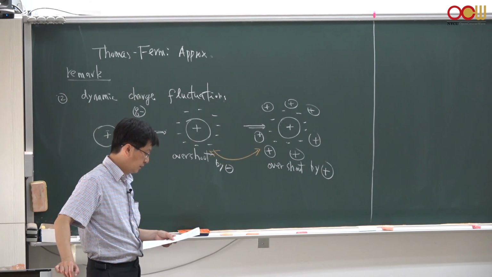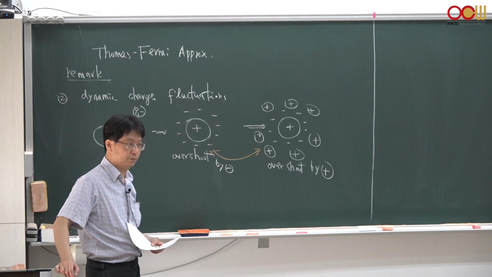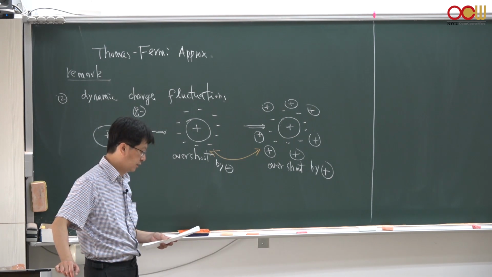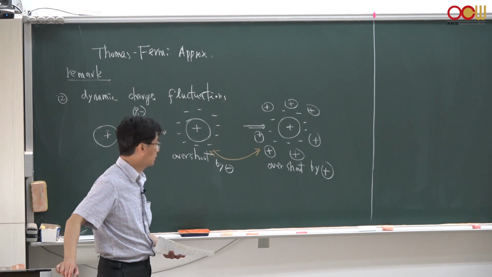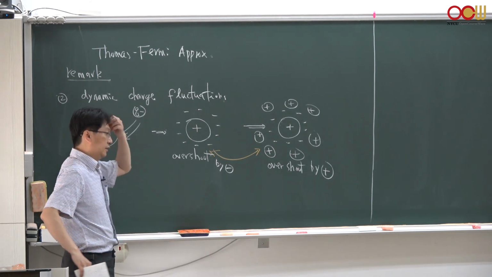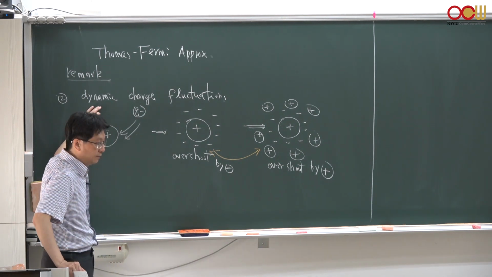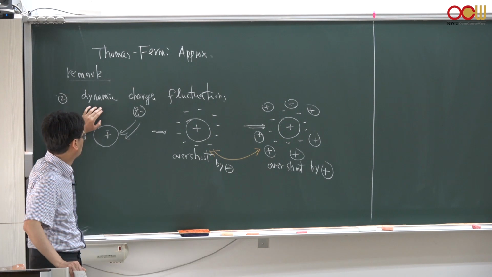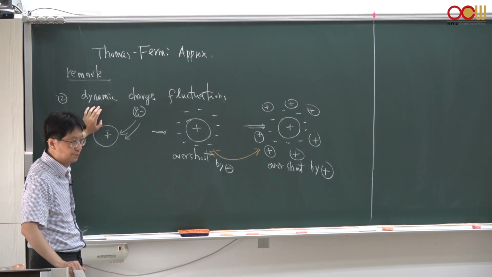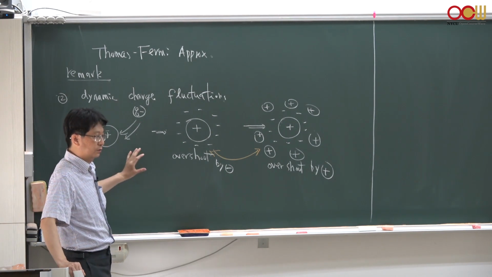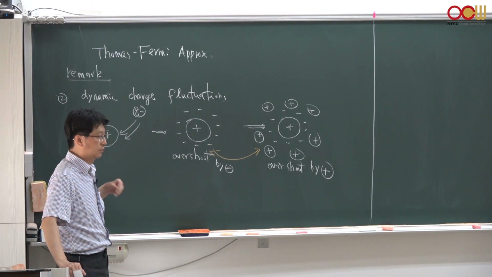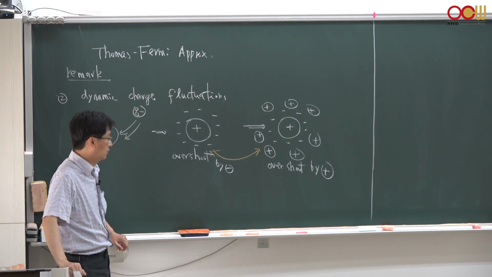The second remark is that the Thomas-Fermi approximation takes into account only the static charge disturbance, and it doesn't consider the time-dependent charge fluctuations or dynamic charge fluctuations. So this is a cartoon picture of what really happens in metals when we talk about charge density fluctuations.